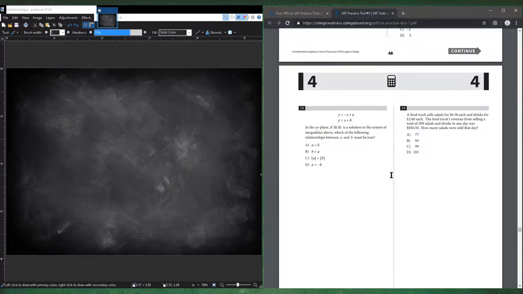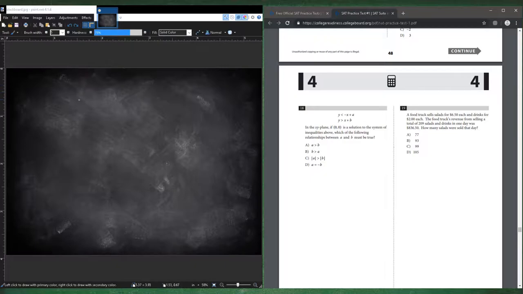A food truck sells salad for $6.50 each and drinks for $2 each. The food truck's revenue from selling a total of 209 salads and drinks in one day was $836.50. How many salads were sold that day?